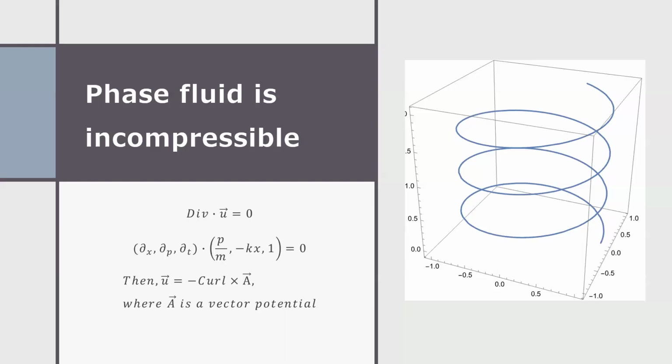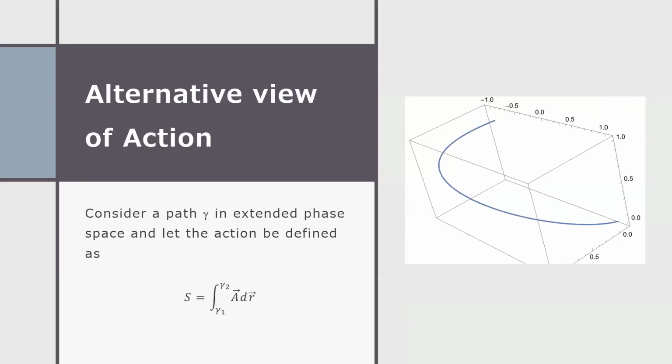Now, I'm going to propose to you that there's an alternative view of action here. And that is that the claim here is that the action S can equally be expressed as a line integral of that curl of the vector potential along the path. So that S equals, from the starting point of the path to the ending point of the path, A dotted into dr. Okay?